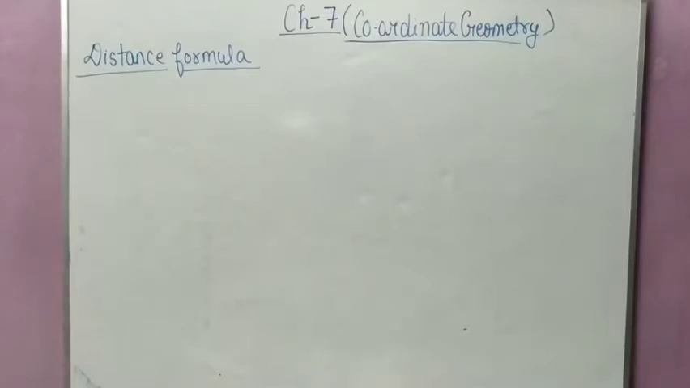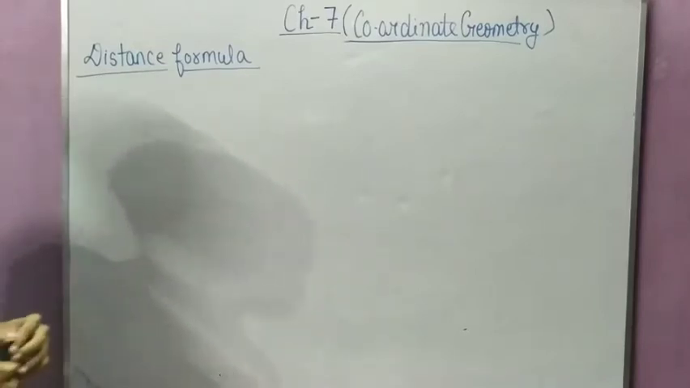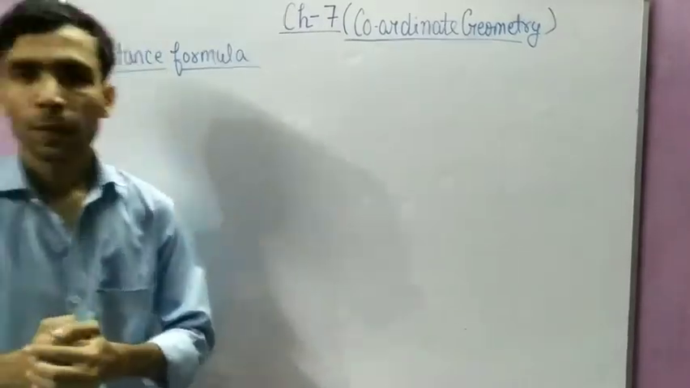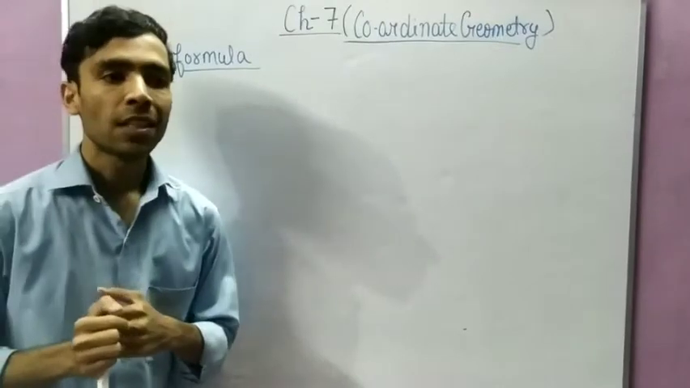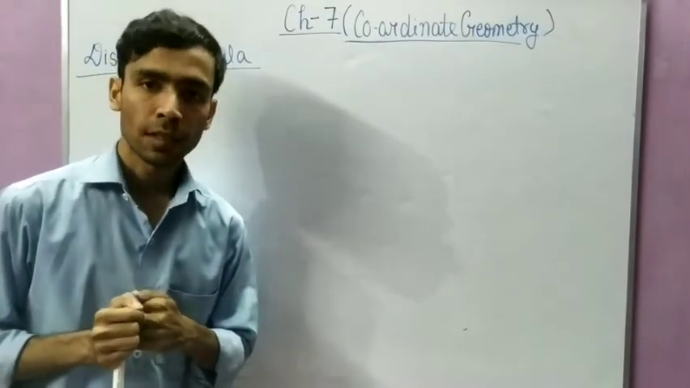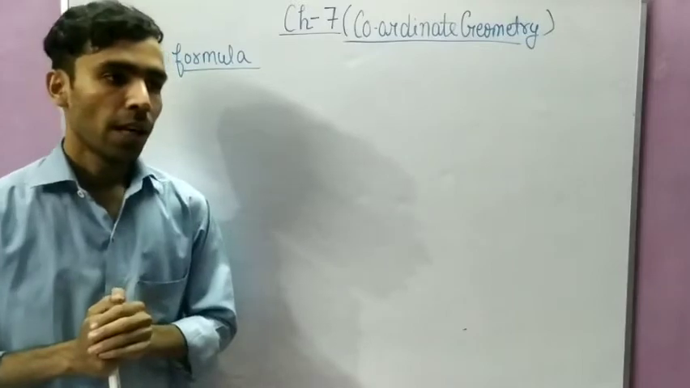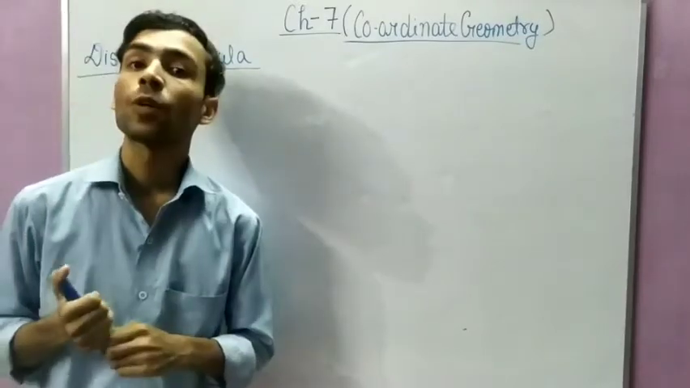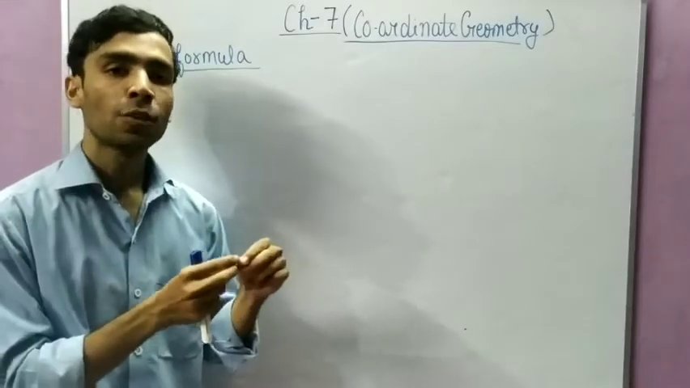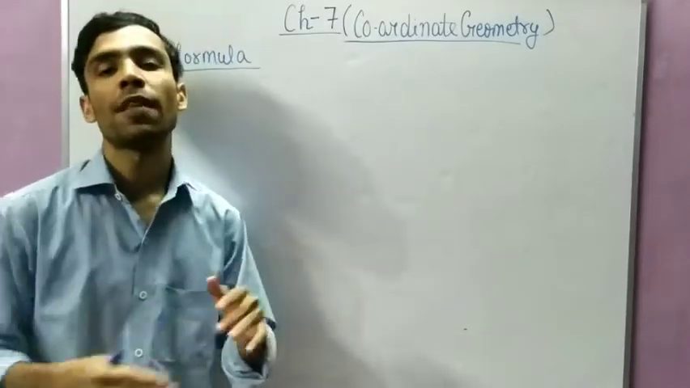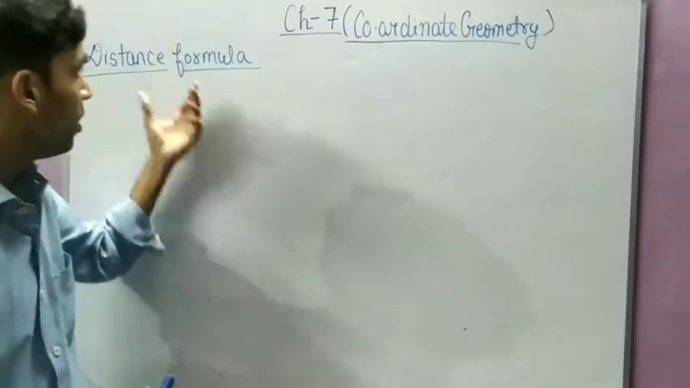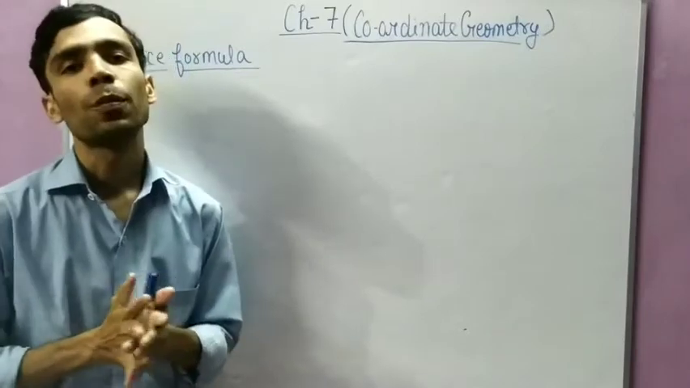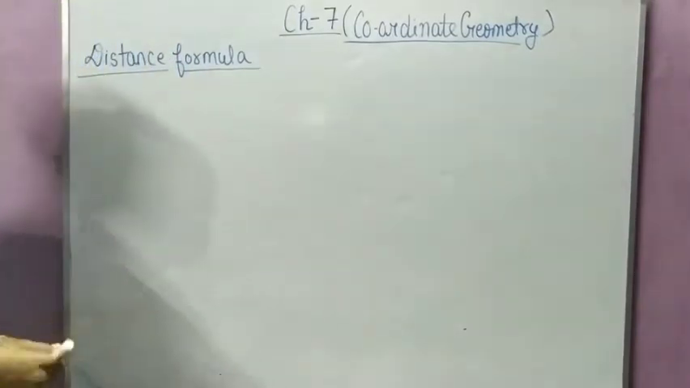Now students, our first topic is the distance formula. What is the meaning of distance formula? It means we have to find the distance between 2 points. I told you that any point can be represented by its own coordinates, meaning any point has its abscissa and also its ordinate. So with the help of this formula, we can find the distance between 2 points.